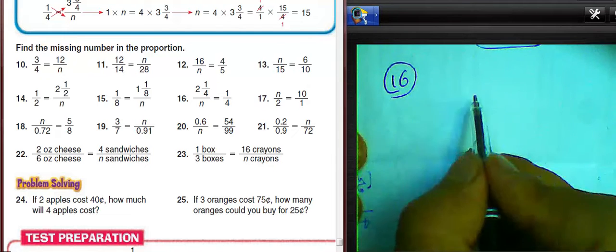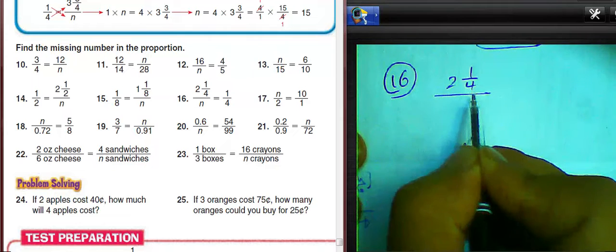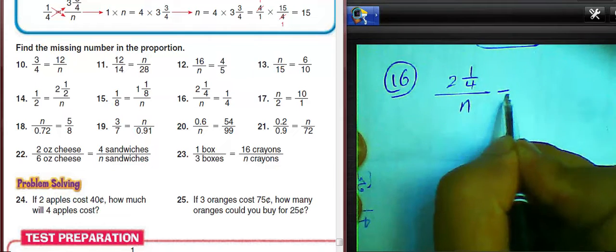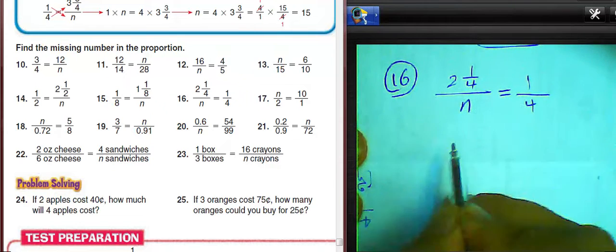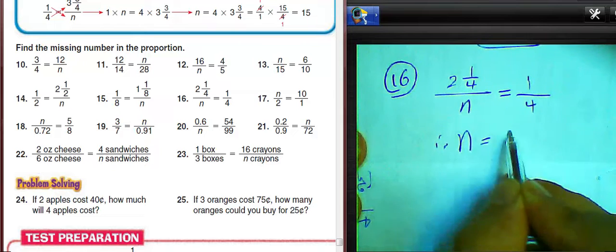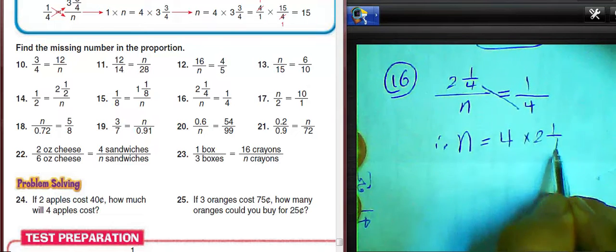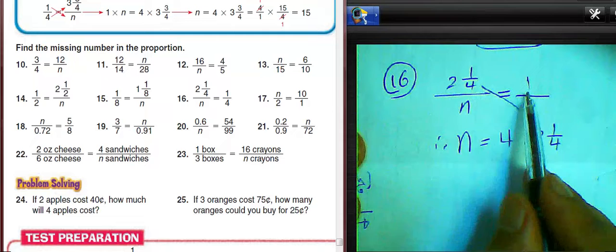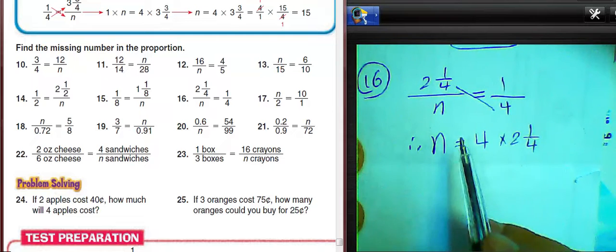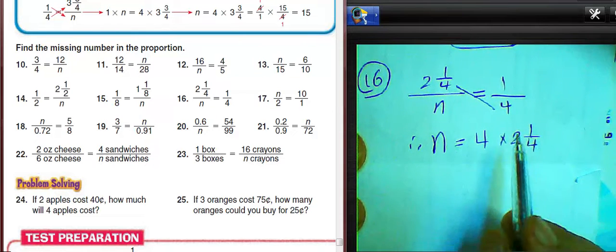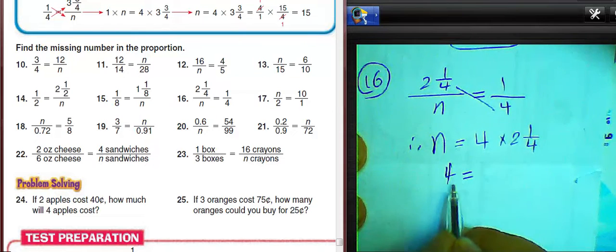What about question 16? Question 16: 2 1/4 over n equals 1/4. So n will be 4 multiplied by 2 and 1/4, over 1, because the product of extremes equals the product of means. You know these properties? Okay, so we can find the result.